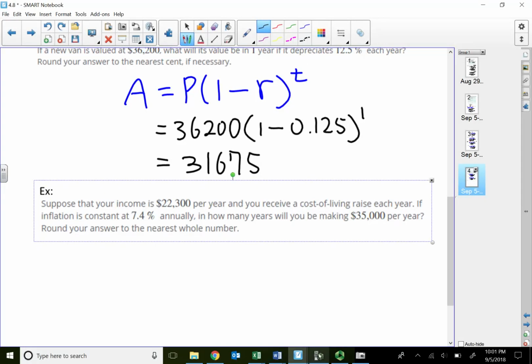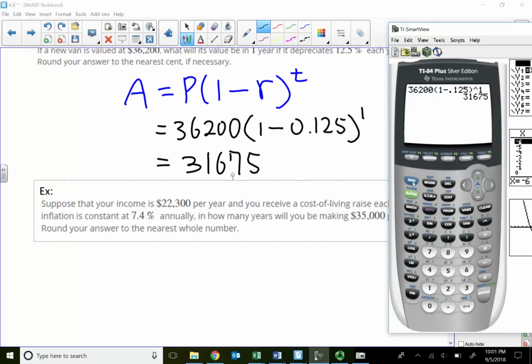So if I use the same formula, and let's think about our 60-month payment, which is 5 years later, that car can depreciate down to $18,000.